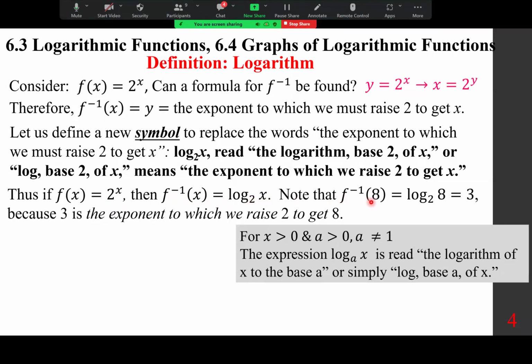Note that f inverse of 8 is log base 2 of 8, which is 3, because 3 is the exponent to which we raise 2 to get 8. In other words, class, 2 cubed, we know it to be 8. So if somebody asks you, what is log base 2 of 8? You have the same answer for the exponent, 3.